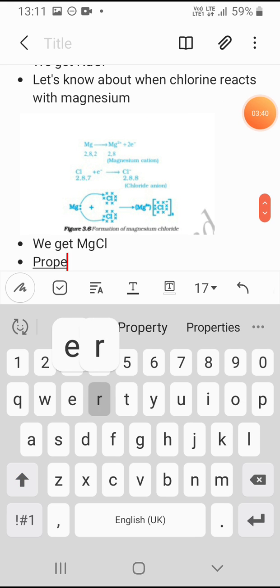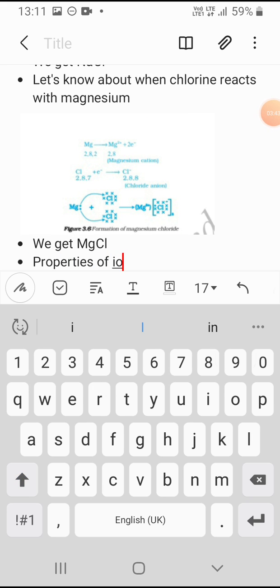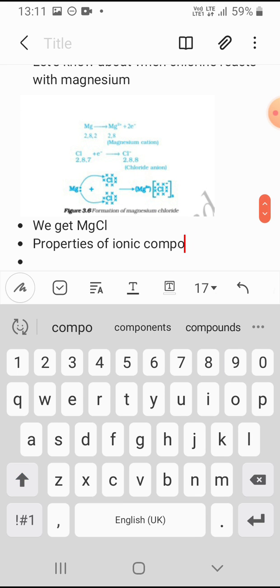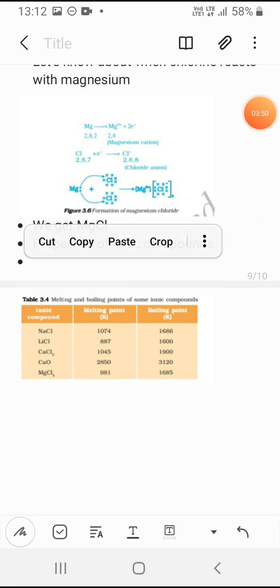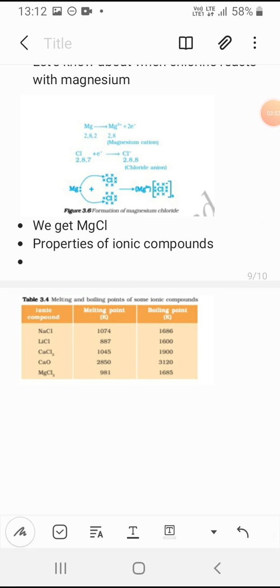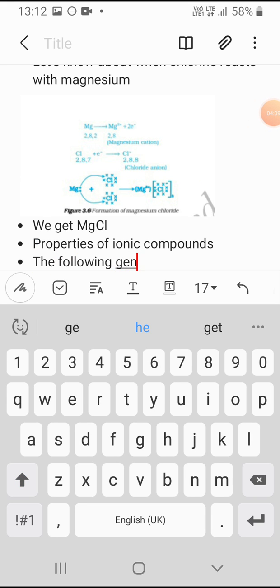Properties of ionic compounds. So let's know about the properties of ionic compounds. The melting and boiling points of some ionic compounds are those of sodium chloride, lithium chloride, calcium chloride, calcium oxide, and magnesium chloride. Let's know about the following general properties of ionic compounds.